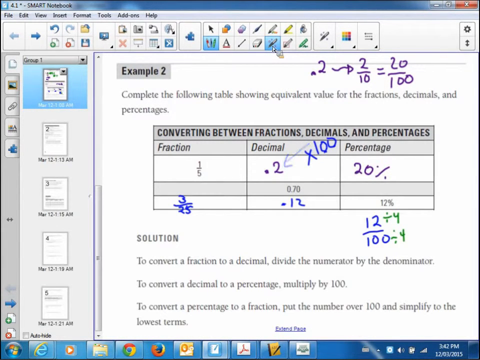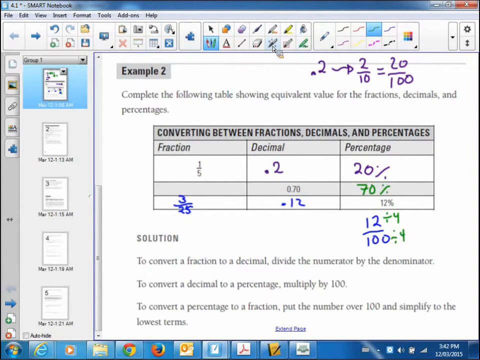Vice versa, if you wanted to go from, by the way, 12%, divide by 100, and you get the decimal 0.12. So it works both ways. Now that means decimal 0.70, that's 70 out of 100. Because I'll use this green, so that's going to be 70% multiplied by 100.